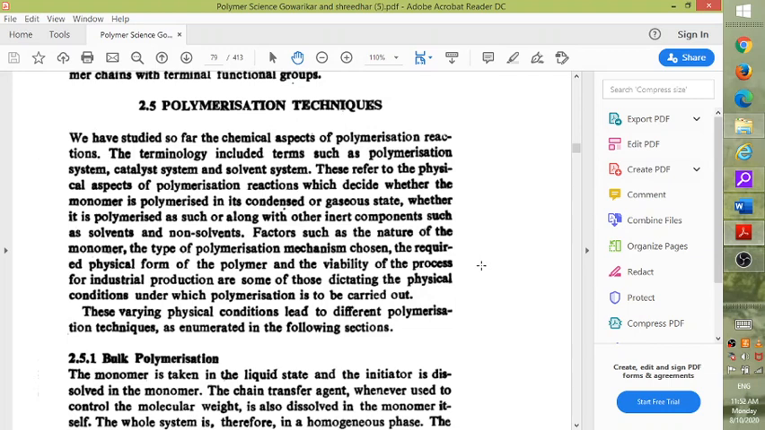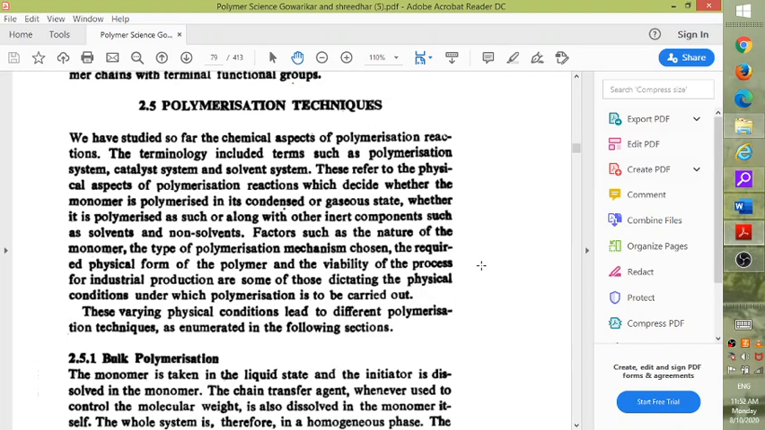The factors such as the nature of monomer, the type of mechanism chosen, and the required physical form of polymer, whether it is in the liquid form or in the solid form, and the viability of the process for industrial production are some of the dictating physical conditions under which the polymerization is to be carried out. So because of these physical conditions, there are four types of polymerization techniques: bulk, suspension, solution, emulsion. So let's just see one by one.